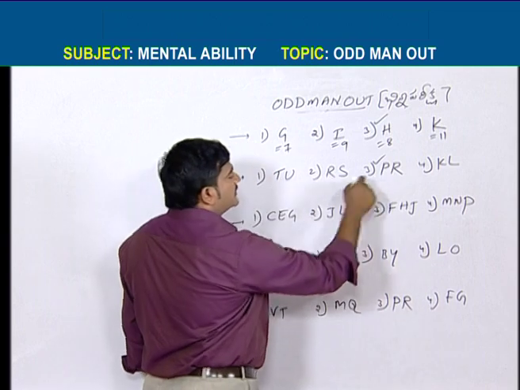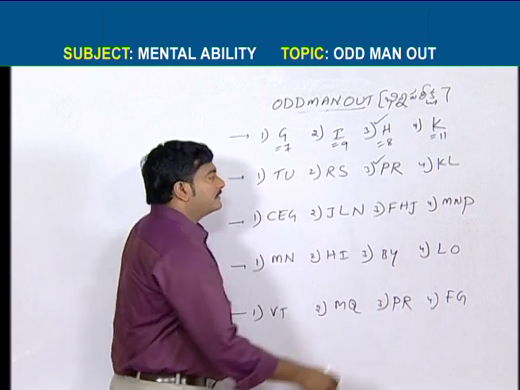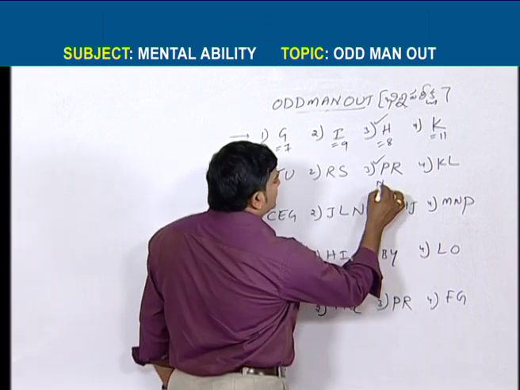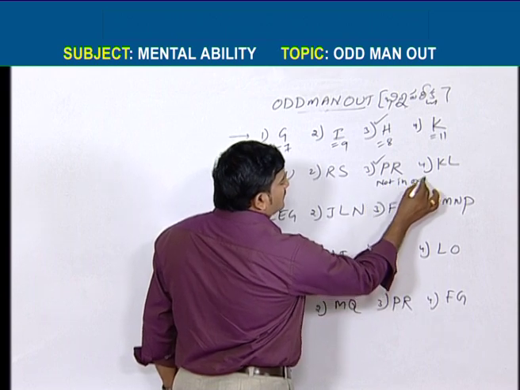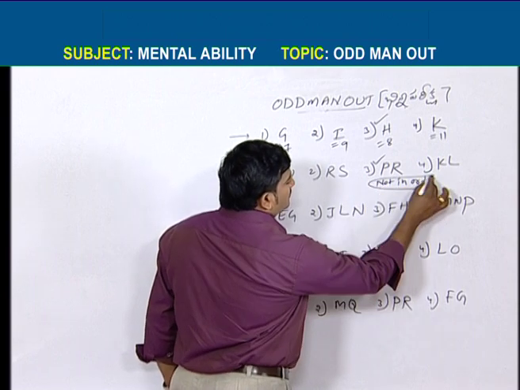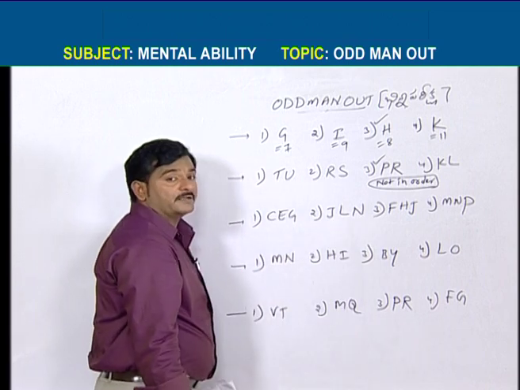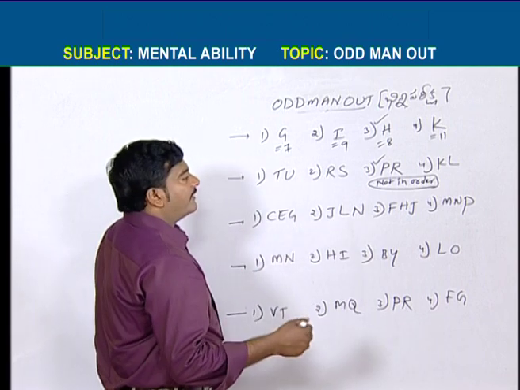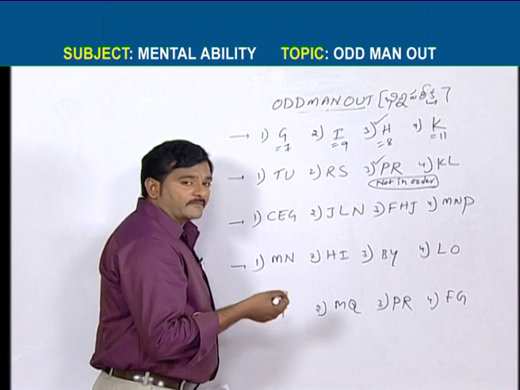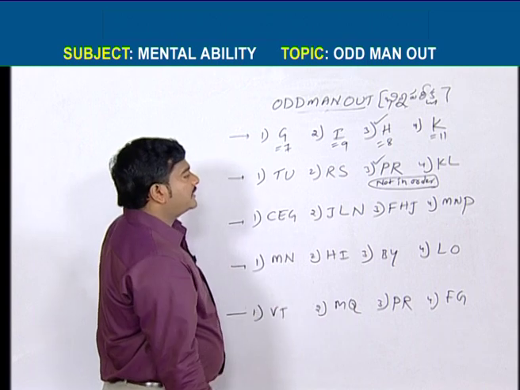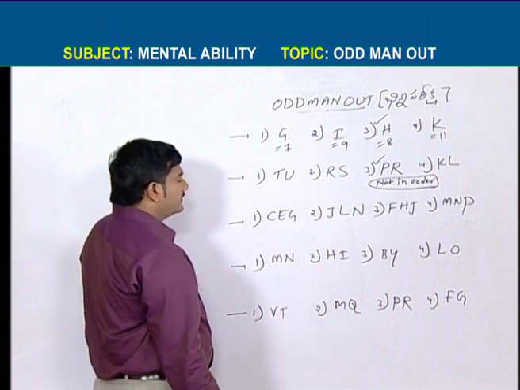Whereas here, what can we say? 16, 18. It is not in order. The remaining are all in order, but this third option is not in order. After 16 you have to get 17, after P you have to get Q, but unfortunately R is there, hence that is the answer.